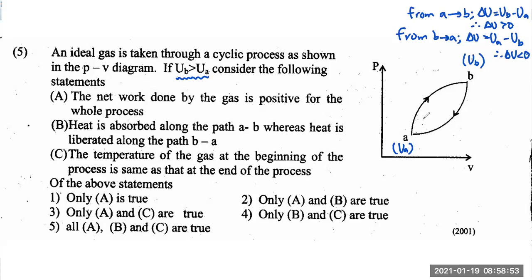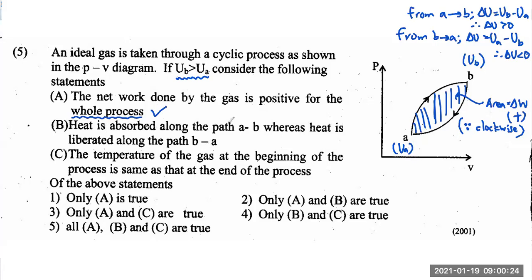The net work done by the gas is positive for the whole process. When they say the whole process, they are talking about the cycle, so we have to get the area of the whole process. The area is equal to delta W. Is it plus or minus? It is plus, because the process takes place clockwise. Whenever a cyclic process takes place clockwise, the work done is plus. Therefore, it's correct.